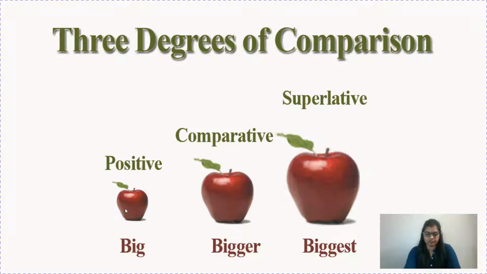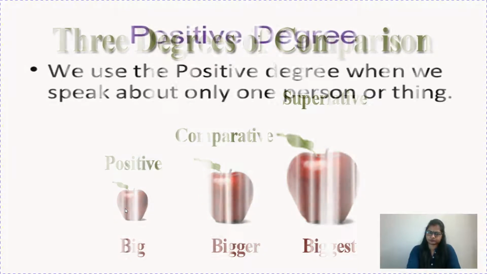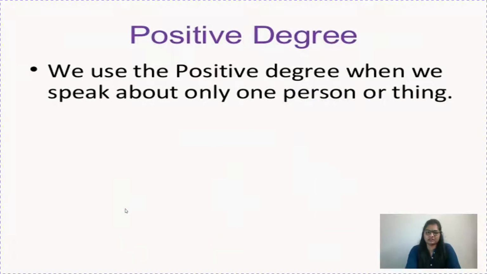In the same way, in bigger we don't use articles but we use than. Like this apple is bigger than that apple. So in comparative degree we use than. And in superlative degree, as we know it is the highest degree of comparison, we use the article the. Like this is the biggest apple. So let us learn this in detail.